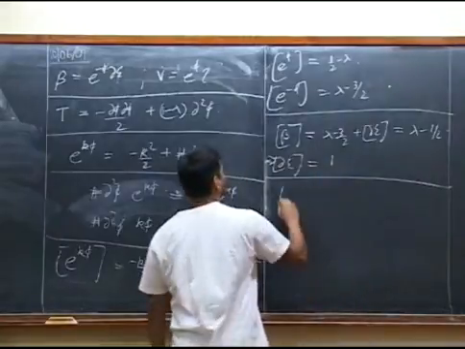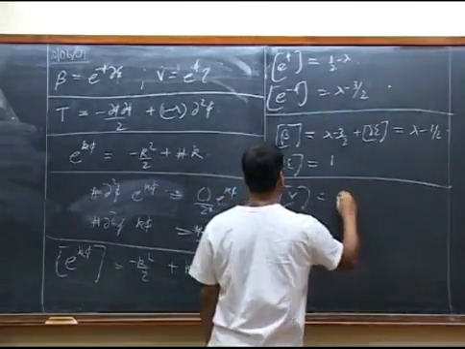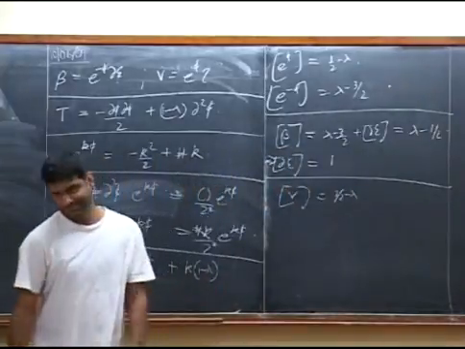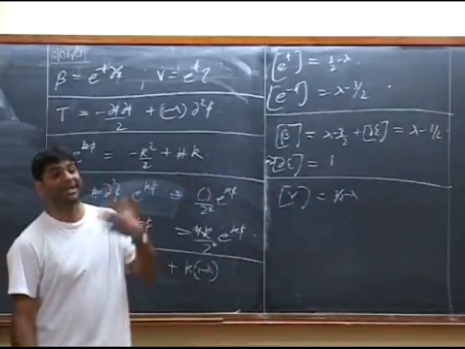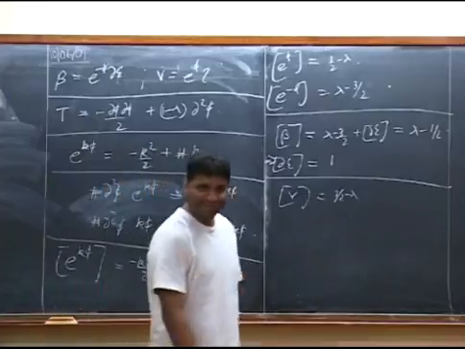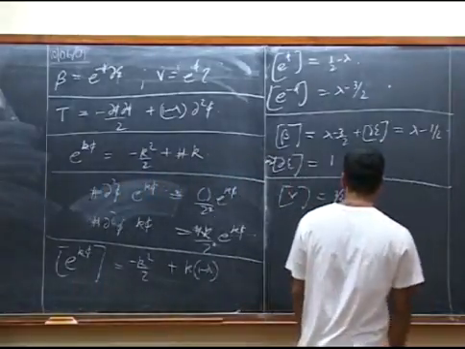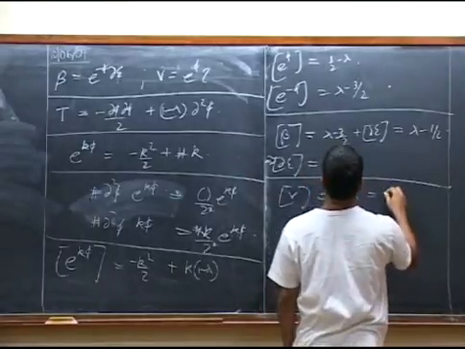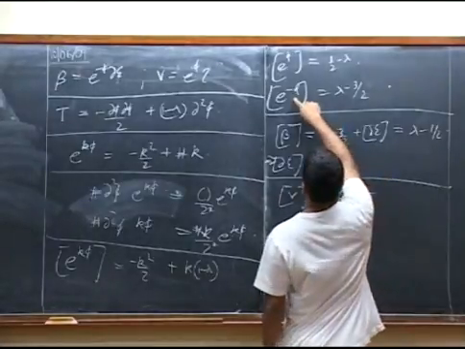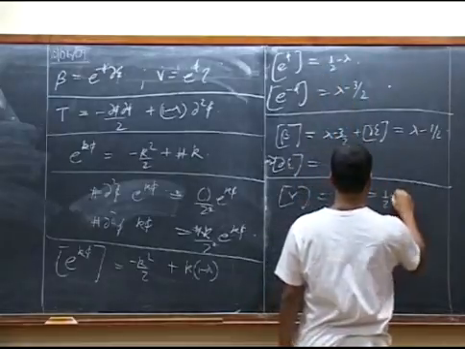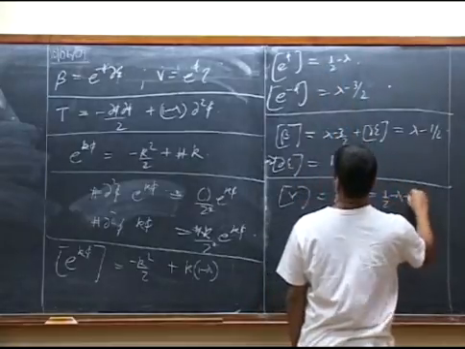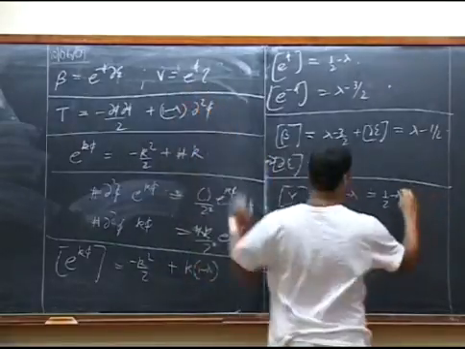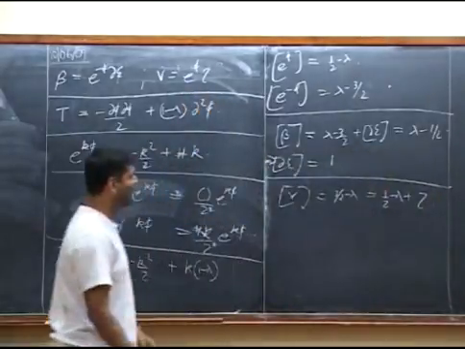Okay? Similarly, the dimension of gamma was equal to 3 by 2 minus lambda, because it was minus half and gamma was 2, and that's how this formula will go. Okay? But this is equal to the dimension half minus lambda plus the dimension of this character.